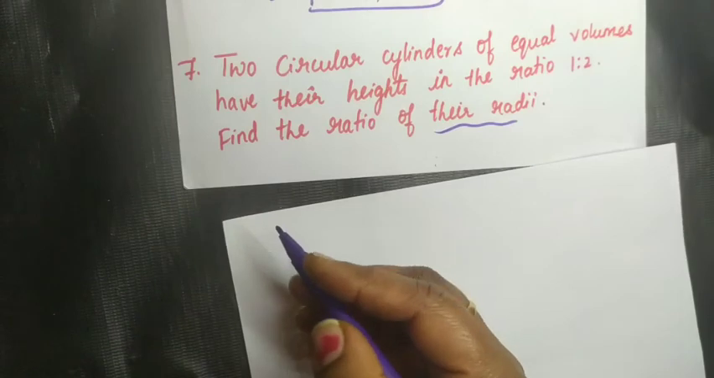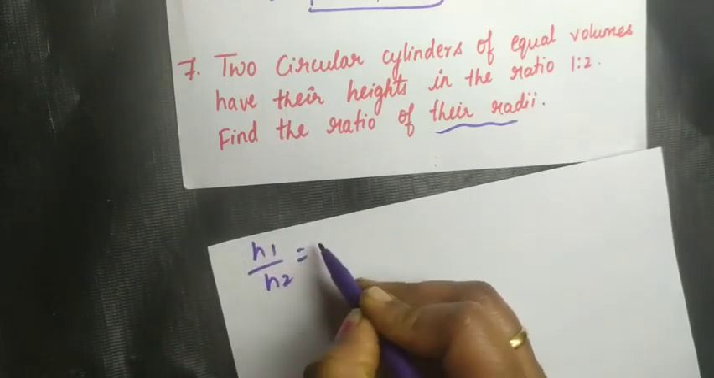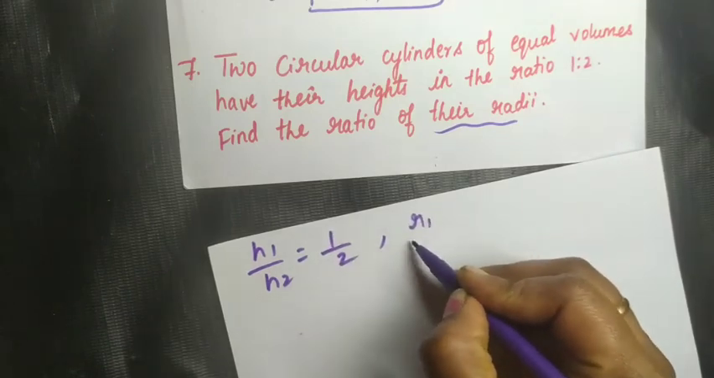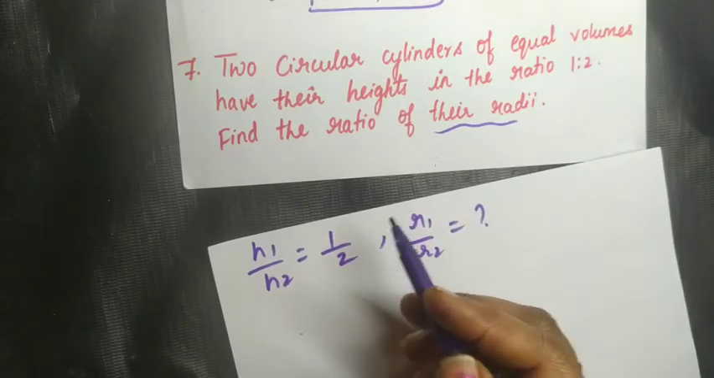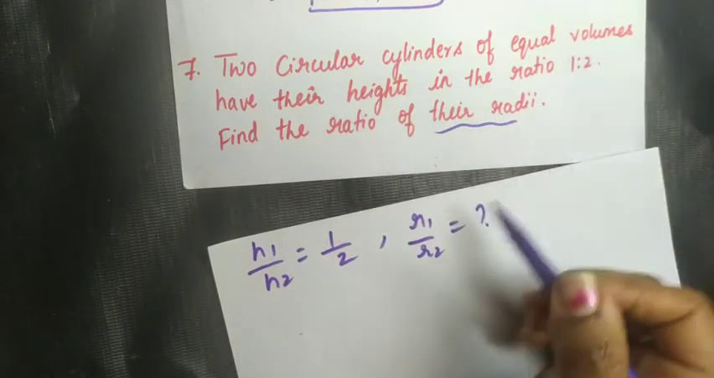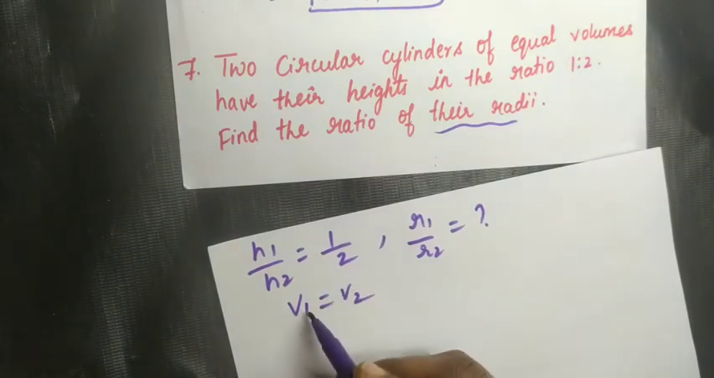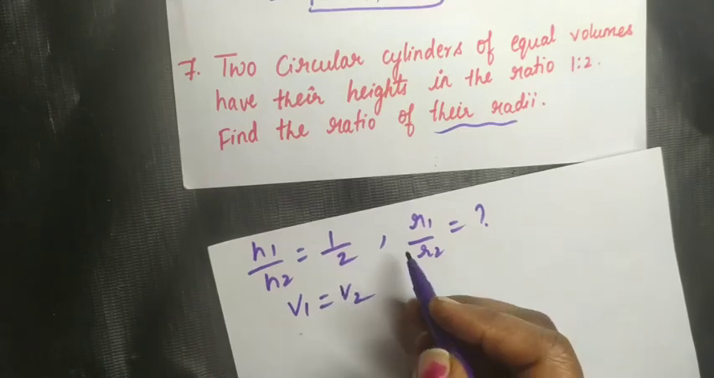So h1 by h2 is given as 1 by 2, and we are supposed to calculate r1 by r2. Here equal volumes are given, so v1 is equal to v2. v1 is the first circular cylinder and v2 is the second circular cylinder. So v1 is equal to v2.